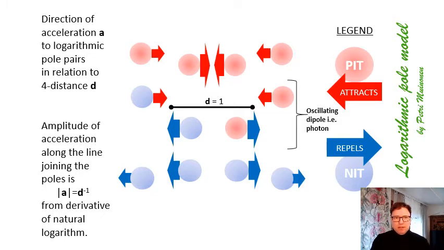The amplitude of acceleration along the line joining the poles is always 1 over d, where d is the 4D distance between poles, and it is also a derivative of a natural logarithm. And a pit pair has attraction at all distances. At 0 distance there is a switch of identity of poles and they just go forth and the kinematics can go on, while for a knit couple there is a repulsion at any distance.